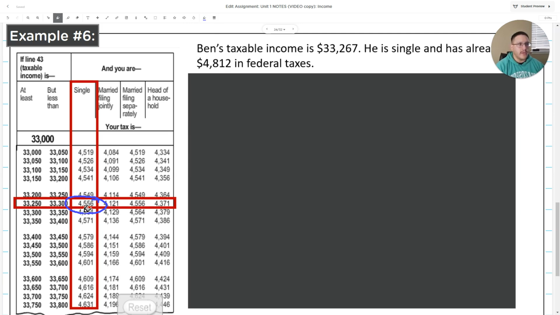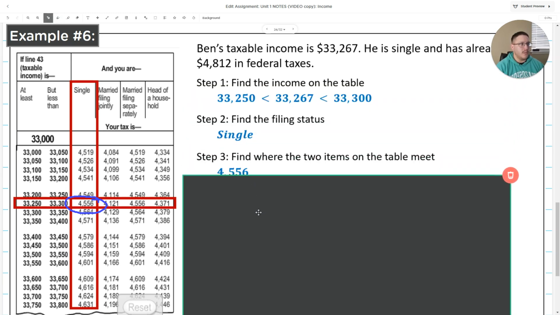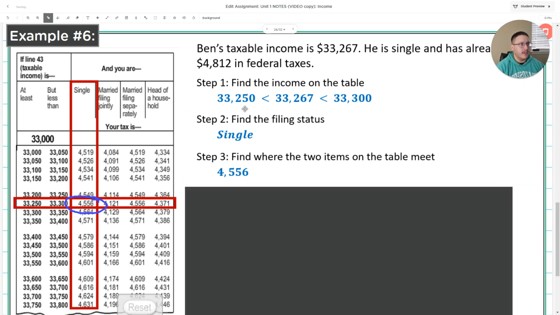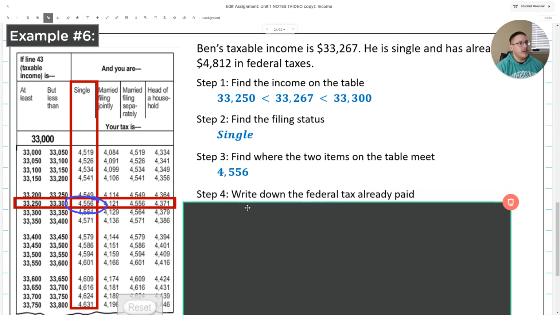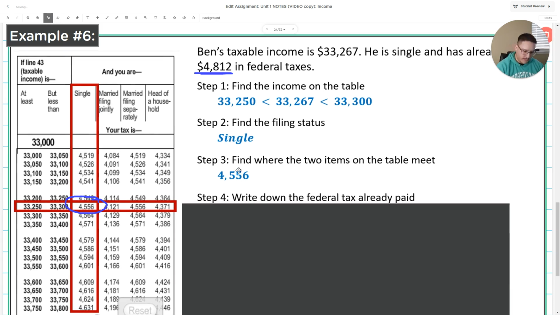He owes, according to the tax table, $4,556. So we just did the first 3 steps. We found out he's between those two numbers, single, and owes $4,556 to the government. Now we're going to write down the federal tax he's already paid, which is $4,812.